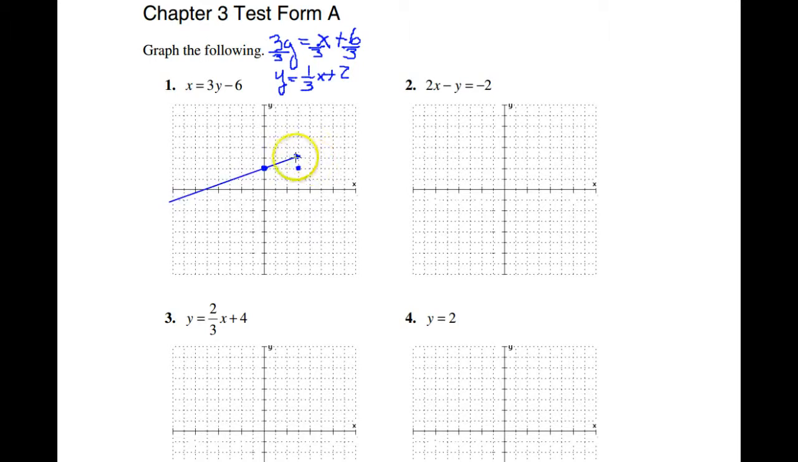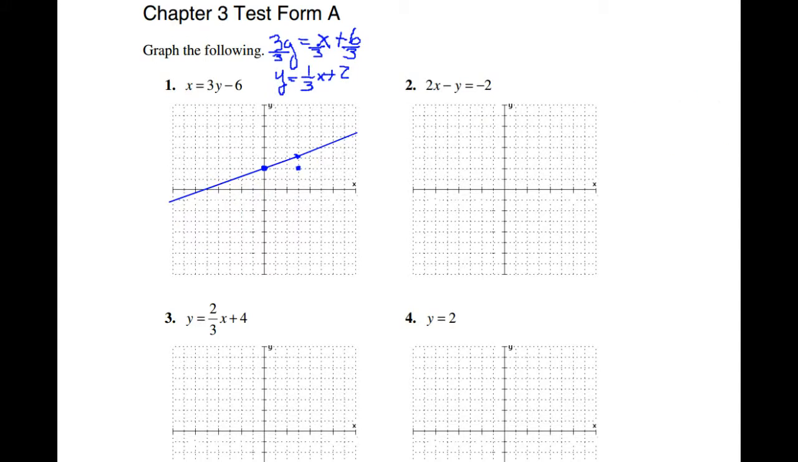And we usually make the graph the full line that goes to the edge of the graph, not just a little tiny thing there. And that's, of course, what happens in MATLAB.